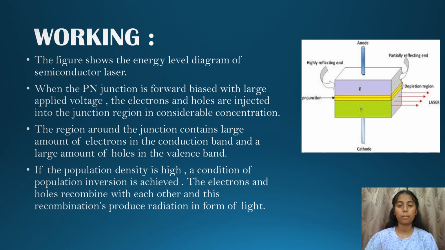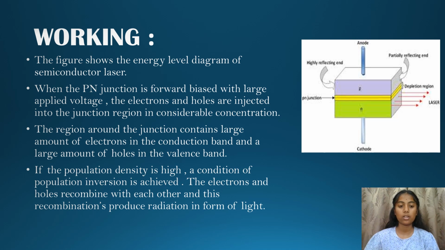Now we will learn about the working of semiconductor diode laser. The figure in this slide shows the working of semiconductor diode laser. When the p-n junction is forward biased with a large applied voltage, the electrons and holes are injected into the junction region in considerable concentration. The region around the junction contains a large amount of electrons in the conduction band and a large amount of holes in the valence band. If the population density is high, a condition of population inversion is achieved.